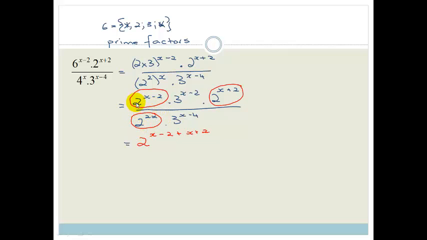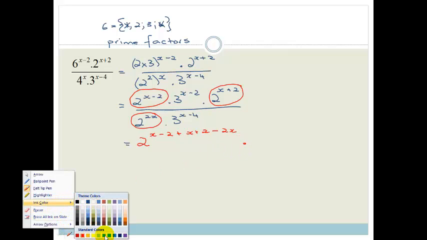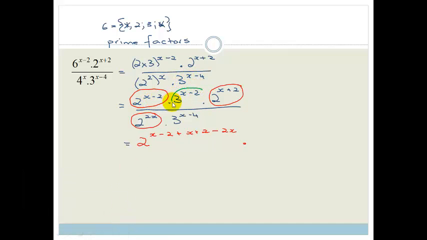And if you're dividing and you've got a common base, what do you do with your exponents? You subtract. So it becomes minus 2x times by. Let's look at the 3's. And I'm going to choose another color. So we've got 3 to the x minus 2 and 3 to the x minus 4. So again, because we're dividing, what can we do? We've got common base and we're dividing, we subtract the exponents. So it becomes 3 to the x minus 2 minus, remember your bracket, x minus 4. 3 to the x minus 2 minus x minus 4.